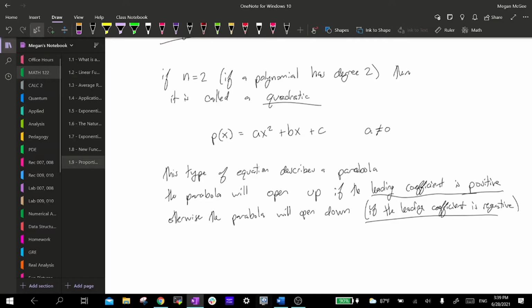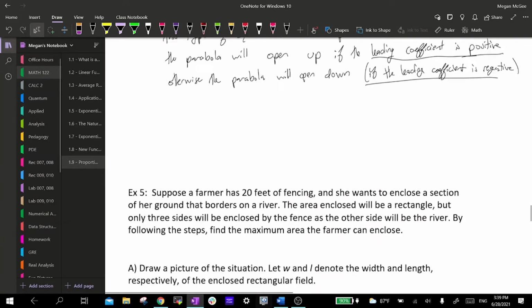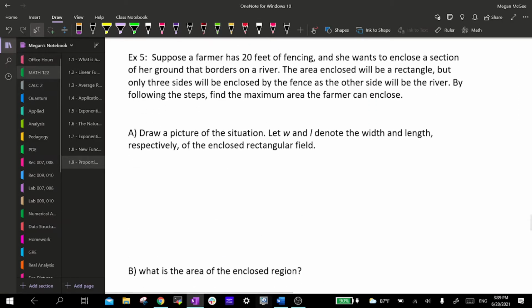All right, so example 5, this is going to be our last one, but it's a doozy. All right, got a lot of parts to it, but it's going to help break this down for us. So we're going to suppose a farmer has 20 feet of fencing, and she wants to enclose a section of her ground that borders on a river. The area enclosed will be a rectangle, but only 3 sides will be enclosed by the fence, as the other side will just be the river. By the following steps, we're going to find the maximum area that a farmer can enclose.